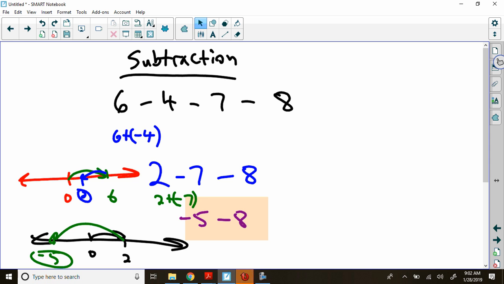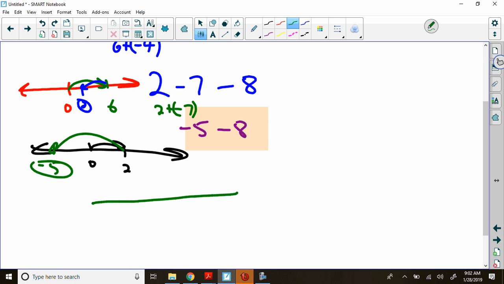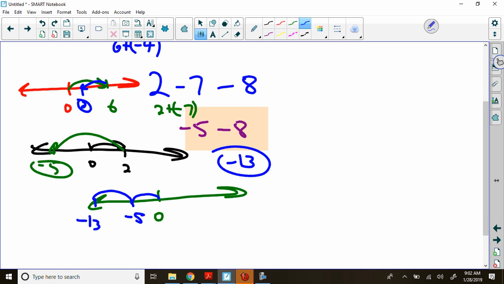So again, I don't know how you're going to go about that. -5 minus 8. Maybe you like this number line trick. So here's 0, -5. So that's going to be out here, -5. Minus 8, you're going in the same direction. Minus 8 more. That's going to put you out here at -13, right? -13. Boom. There it is.